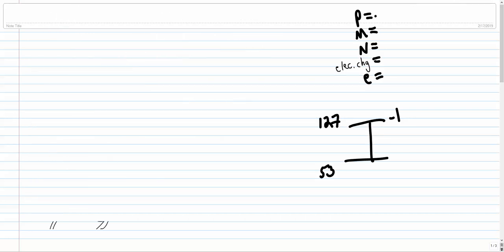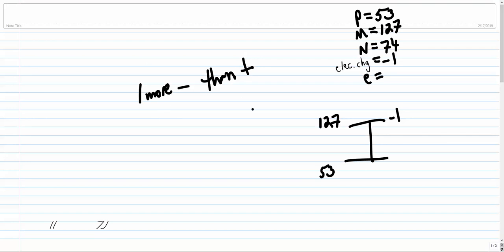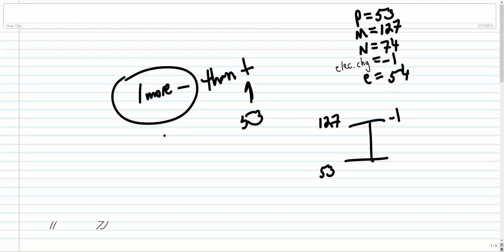All right, so protons is just 53. Mass is 127. Neutrons is 127 minus 53, and that's 74. I confess, I did use my calculator for that. Electric charge here, that just tells us it's a -1. So since we've got a -1 electric charge, that means we've got one more negative than plus. So if we've got 53 pluses and we've got one more negative than plus, we must have 54 electrons, 54 negatives.